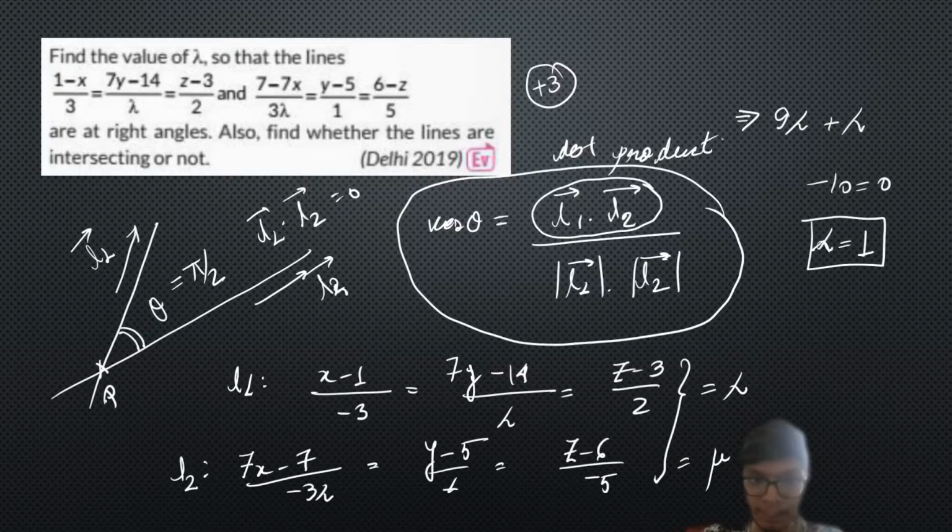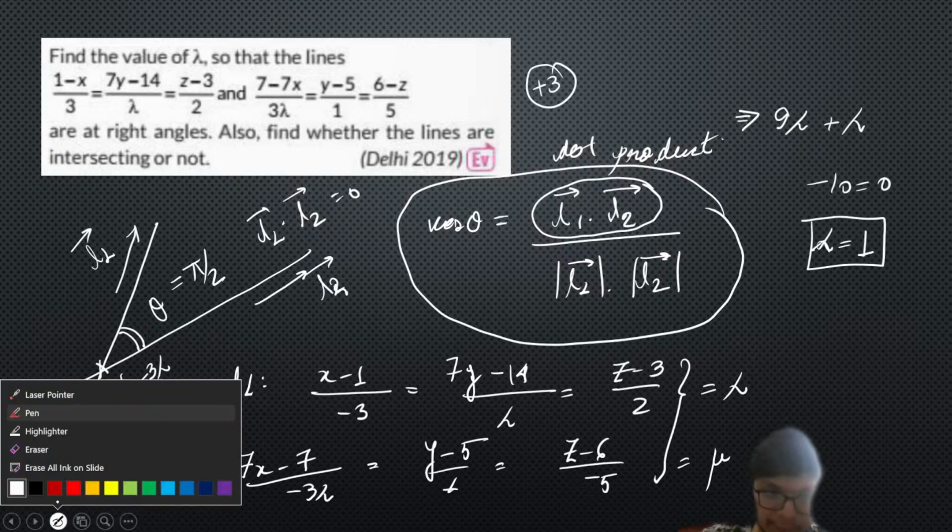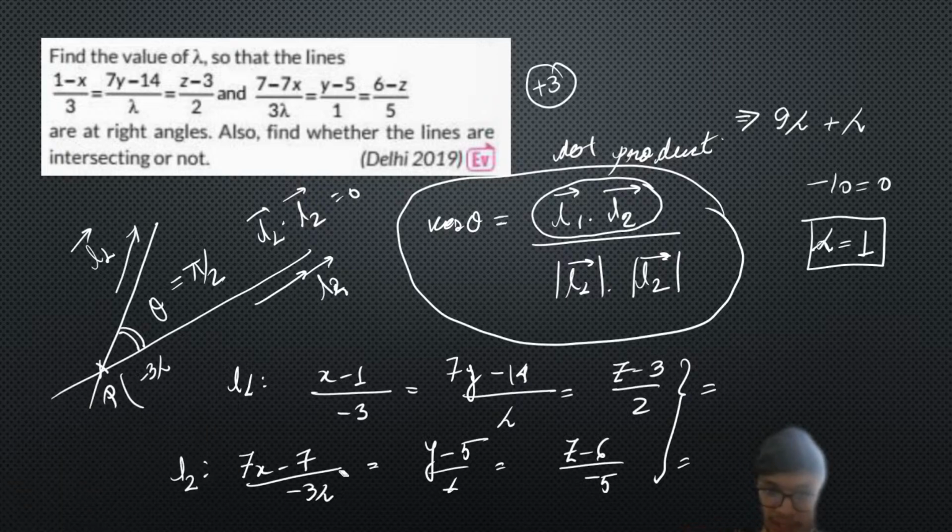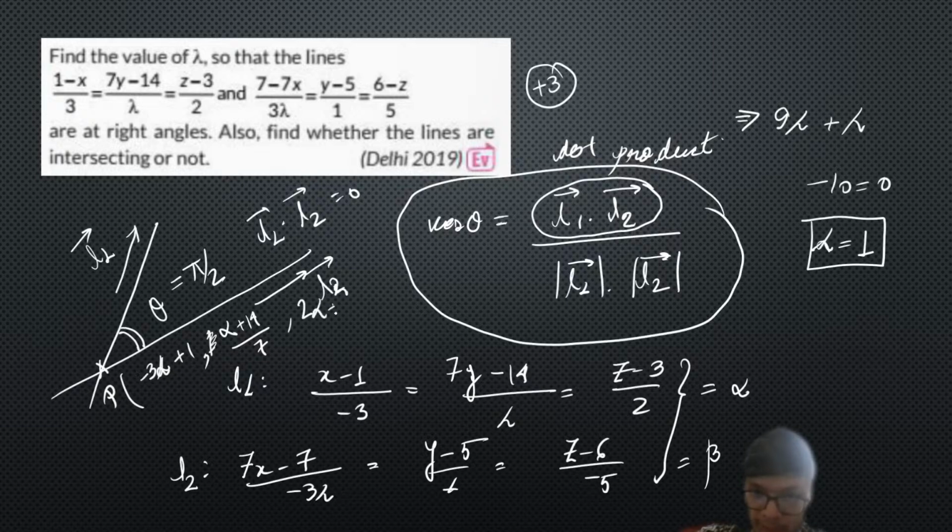So for any point P, I can write that in terms of lambda as minus 3 lambda. This particular lambda is different from the other lambda, so maybe I should use some other notation. Let us call these alpha and beta, so you don't get confused. So this is going to be minus 3 alpha plus 1, comma, alpha plus 14 by 7, comma, 2 alpha plus 3.